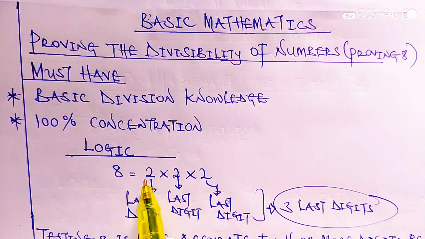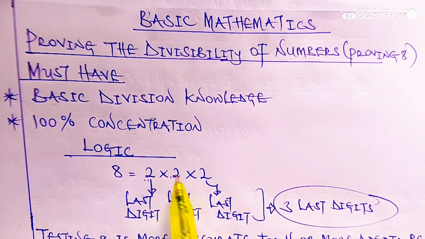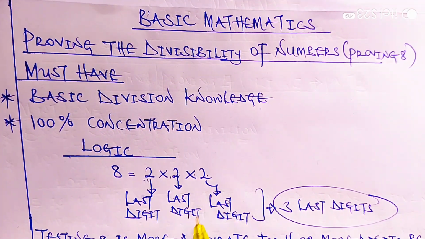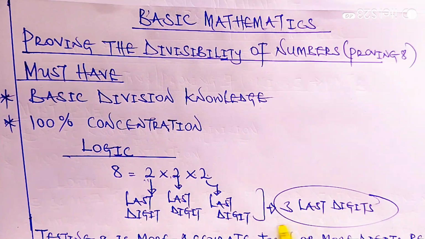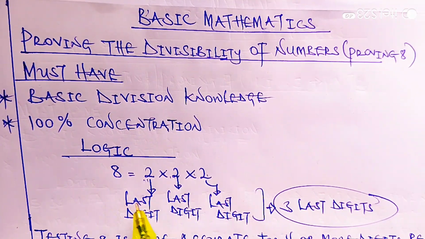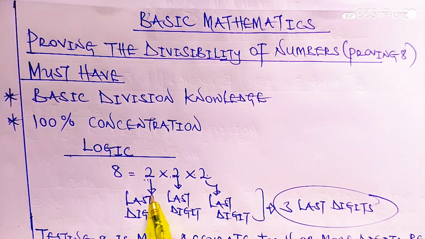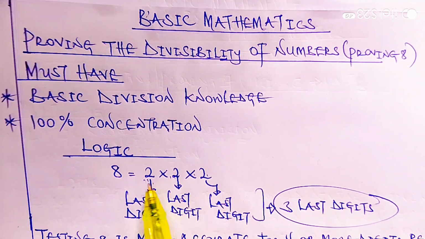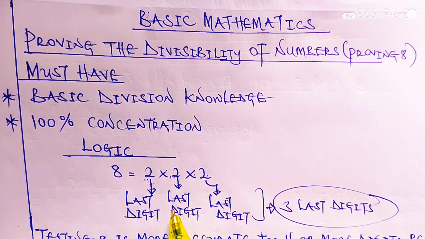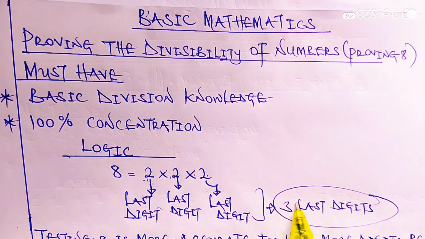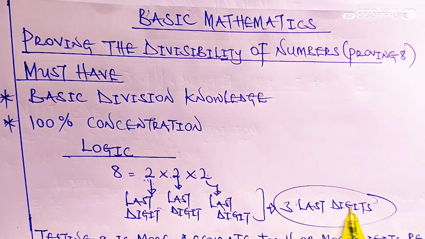So here's the logic for 8. 8 is 2 times 2 times 2. It is 3 2's that make up 8. And don't forget, when we worked on Proven 2, we said that for us to know if 2 will divide a number, you have to check the last digit. So how many last digits are we going to check? Last digit, last digit, last digit. You're going to be checking the 3 last digits for 8.